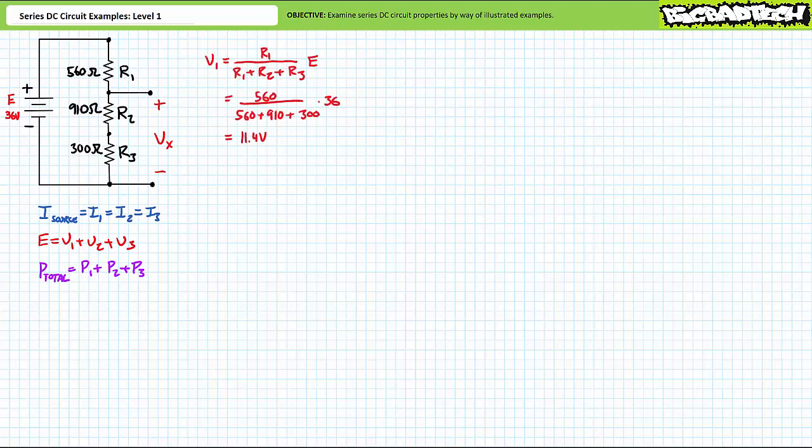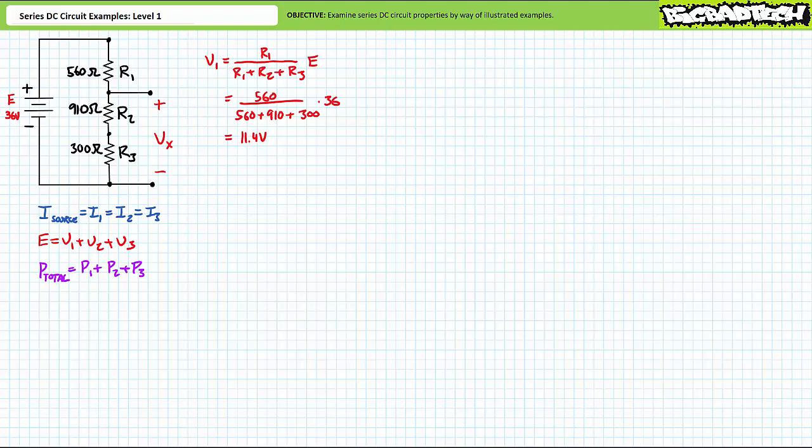There are several ways to obtain the desired figures. Perhaps the easiest, most direct means of doing so is through the use of the DC voltage divider rule. The DC voltage divider rule, set up to solve for V1, suggests that V1 equals R1 divided by R1 plus R2 plus R3 times our total supply voltage E. Substituting our given values yields V1 to be 11.4 volts.